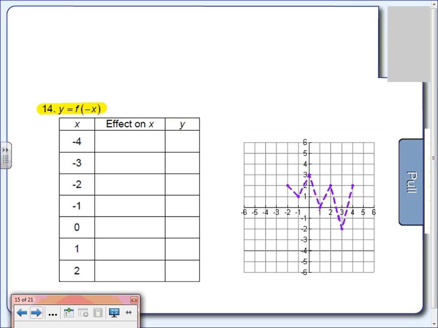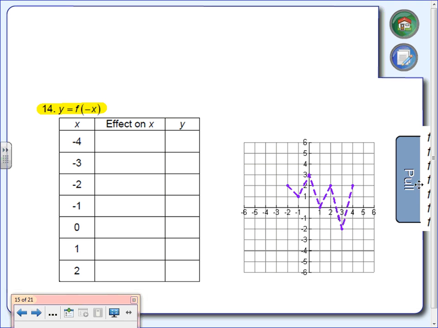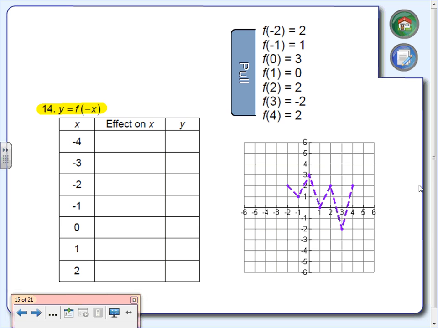Let's keep going here. Number 14. Told you, it's 7 pages. A lot of stuff we got to get to. We got 2 more that we're going to do together, and then you're going to be on your own. We're almost there. 2 more graphs. Okay, next one.